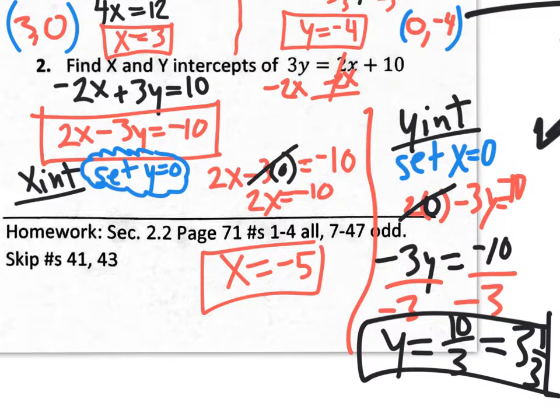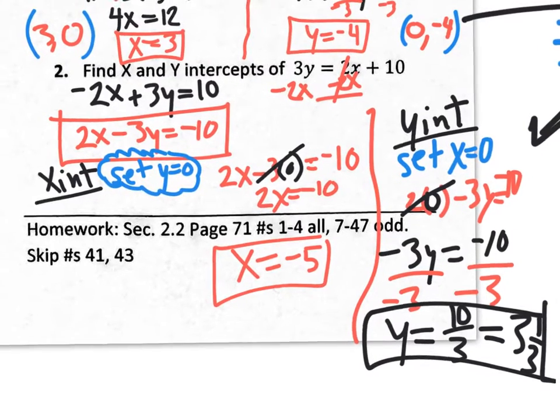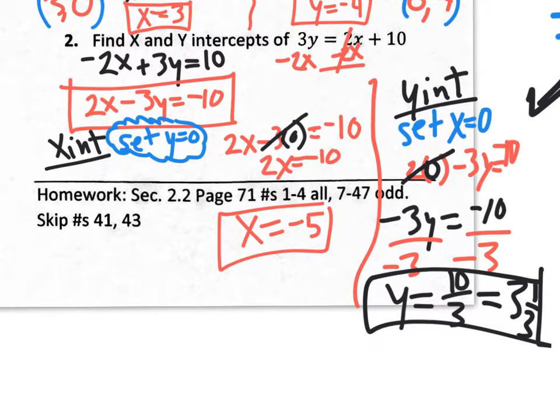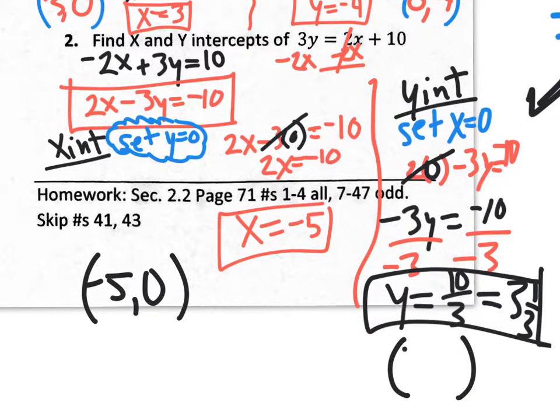Now, if I asked you for the coordinates of your x-intercept, the coordinates would be negative 5, comma what? 0, that's right. And for the y-intercept value, your coordinate would be what? 0, comma 3 1/3.